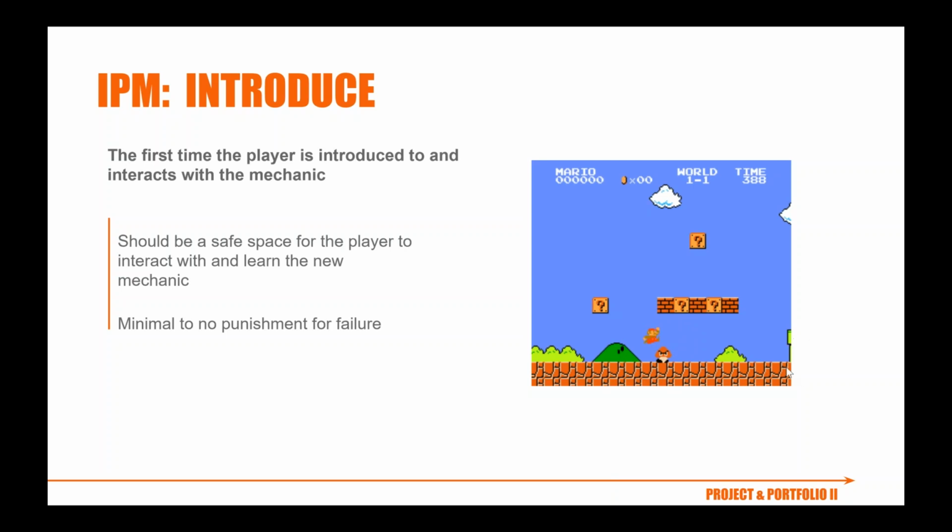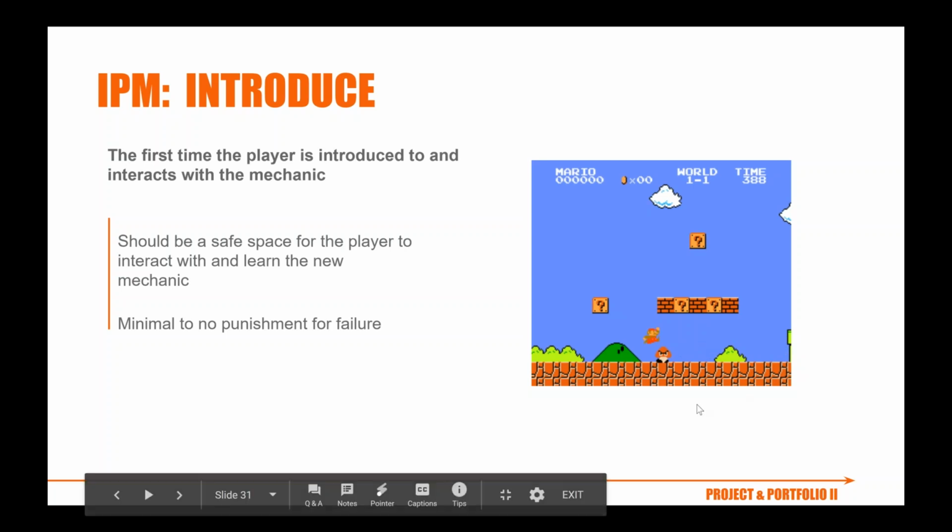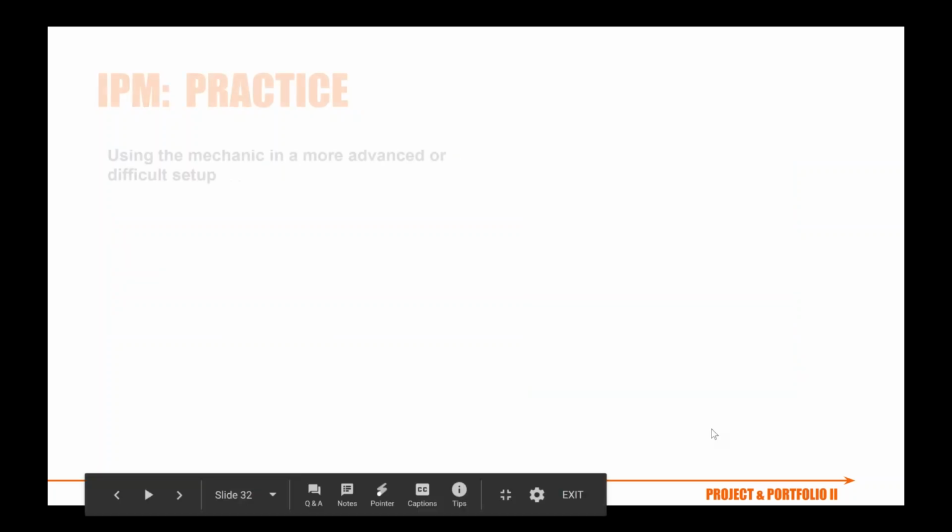You'll also notice the pipe right on the edge of the image there. That's just signifying there are no other enemies or threats coming at you, and you have this small environment to learn that jump mechanic.